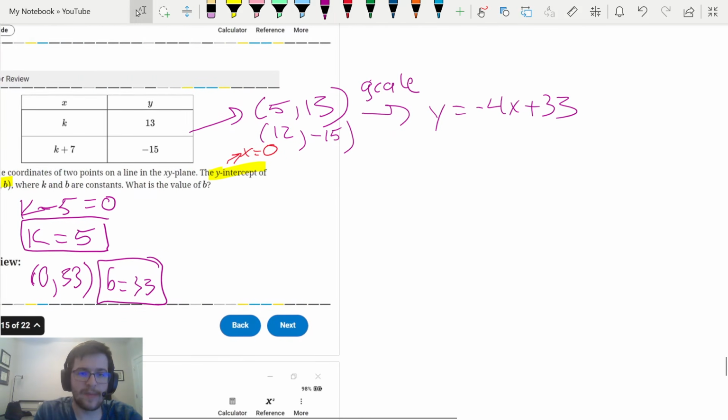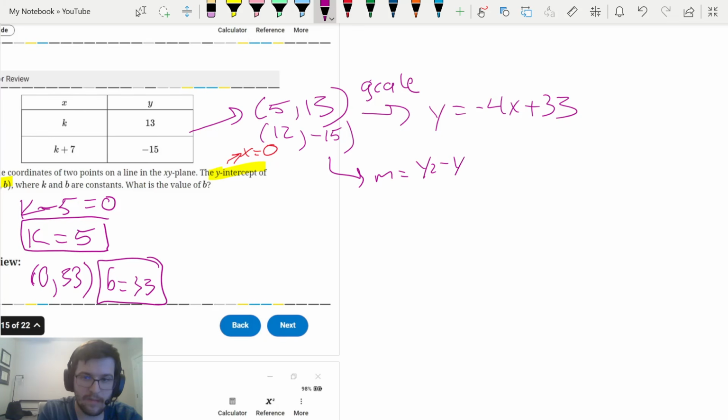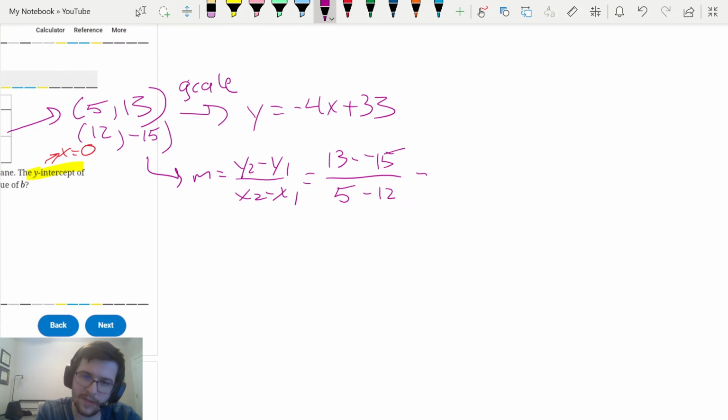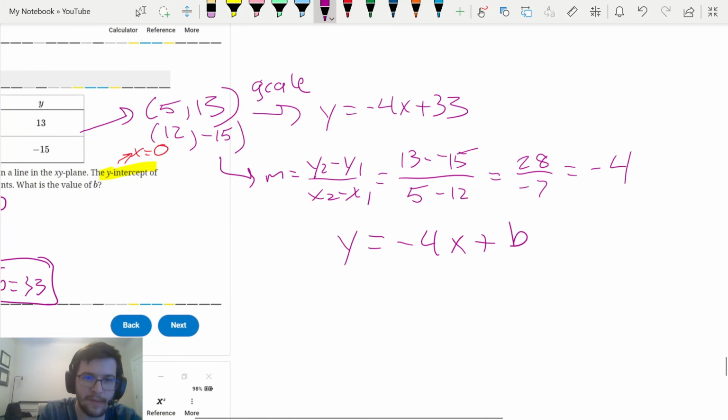Let's go over how to do this by hand. So let's calculate the slope, y2 minus y1 over x2 minus x1, which is 13 minus negative 15 over 5 minus 12. That's 13 plus 15 is 28 over 5 minus 12 is negative 7, which gives you negative 4. Now you write the partial equation, y equals negative 4x plus b. Now you pick a point at random to plug in.